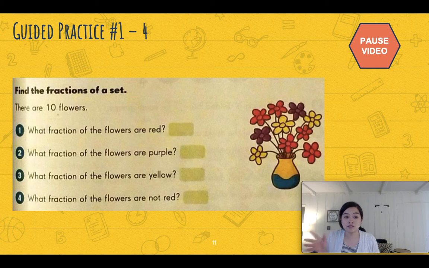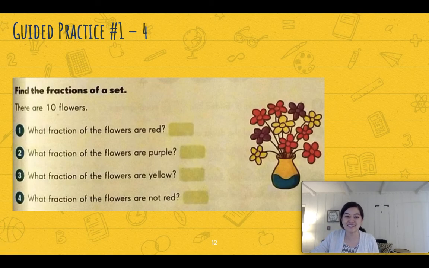Now, pause the video, try this on your own, okay? Remember, we're going to put the total in the denominator, okay? And in the numerator, you put the specified part that it is asking for, okay? All right, see you soon.